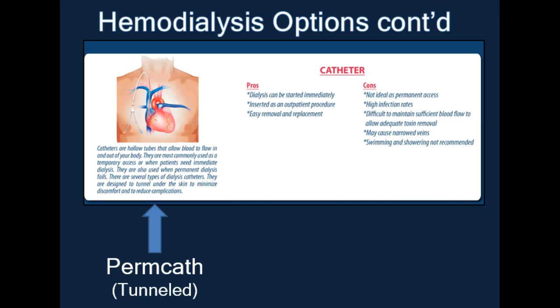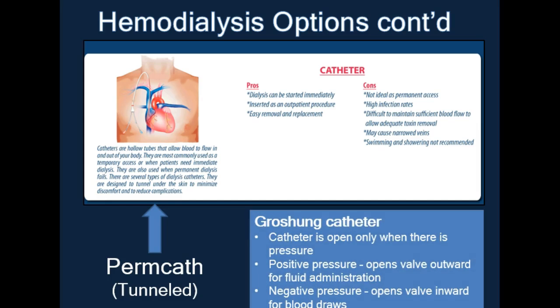A particular catheter called a Groshong may be used. The catheter is opened only when positive pressure is present for fluid administration. Blood may also be withdrawn when negative pressure is applied.